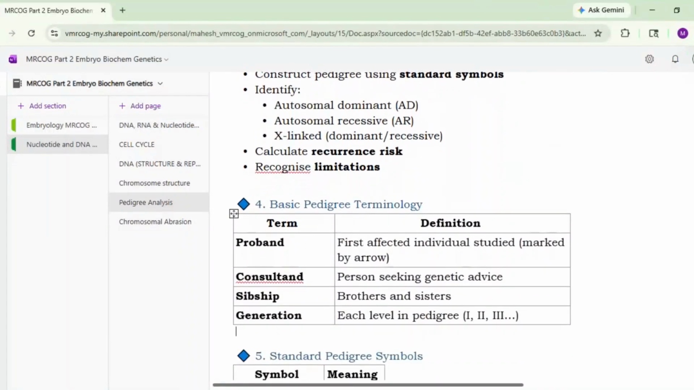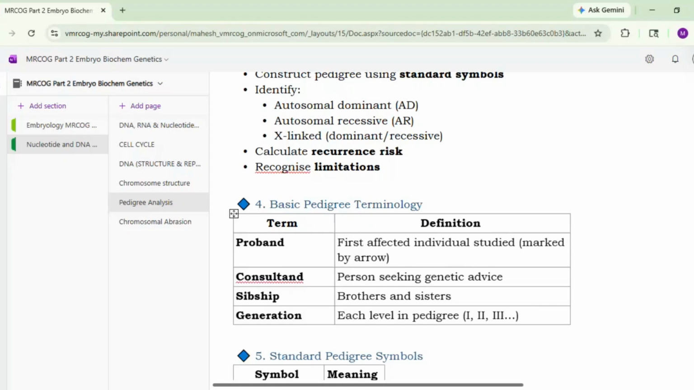Okay, so what are the basic terminologies which are used in pedigree analysis? It is a proband. So what is a proband? It is the first affected individual which is studied. Okay, that is marked by an arrow. Okay, so these terminologies sometimes they can ask you in the SBA. The proband is called as, and they will give you multiple options. The proband is the first affected individual which is studied.